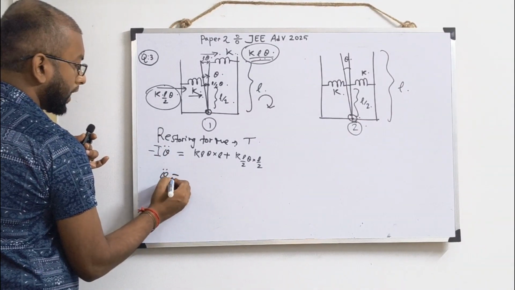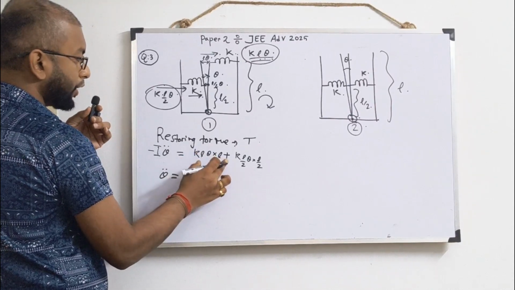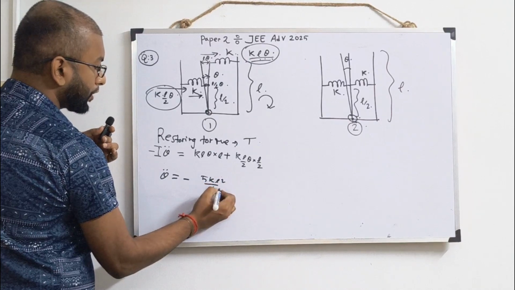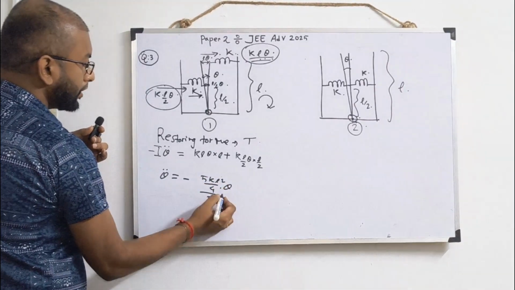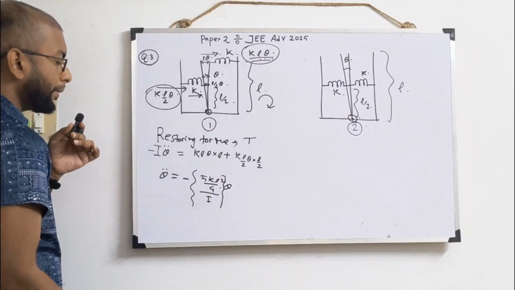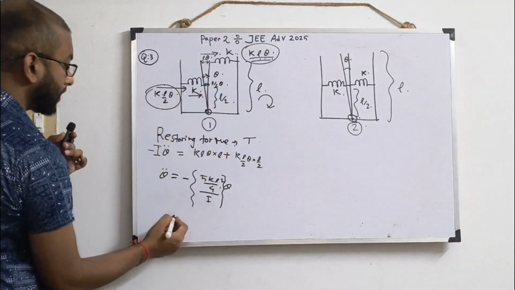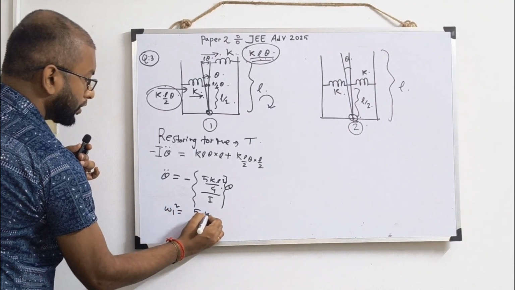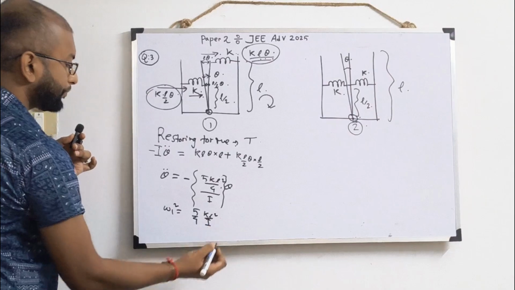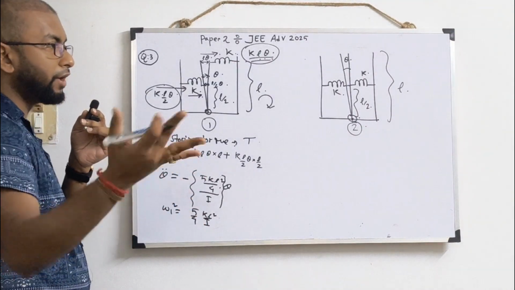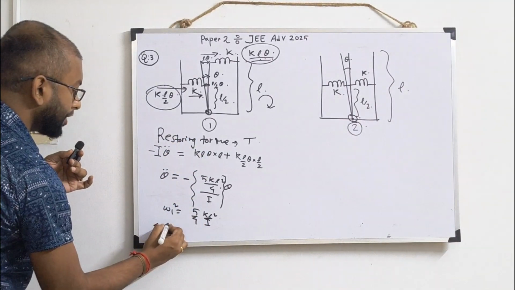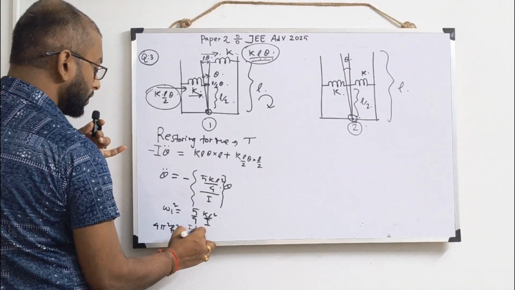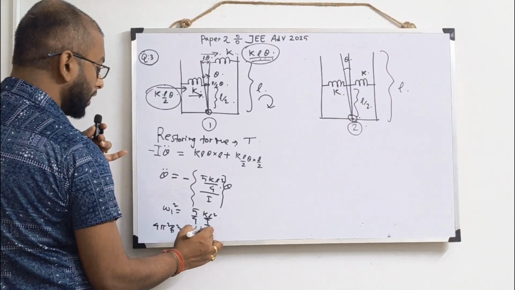So theta double dot I can write as minus of KL square plus KL square by 4, that is 5 KL square by 4 into theta by I. So this entire term is actually the omega square, or the angular frequency square, for the first case. So omega 1 square I'm considering right now is 5 by 4 K L square by I. Now omega I can write as 2 pi into f1. So I can write omega 1 square is 4 pi square f1 square, that is equal to 5 by 4 K L square by I.